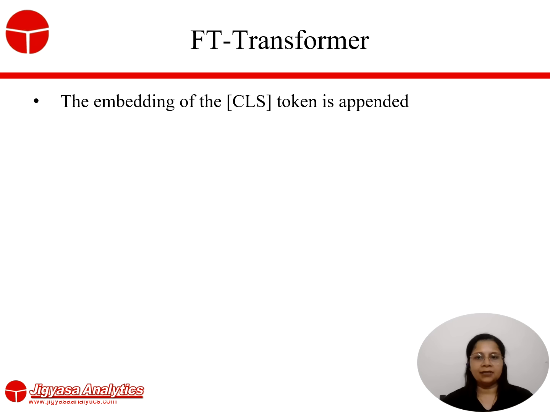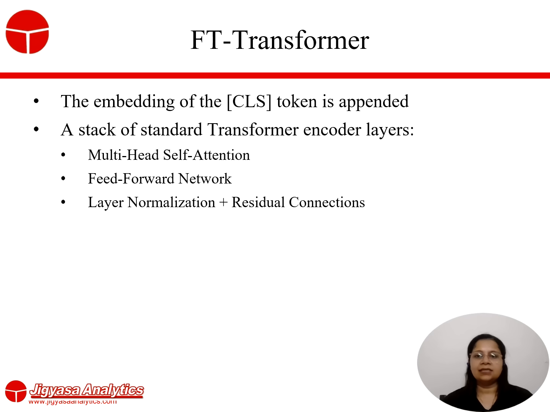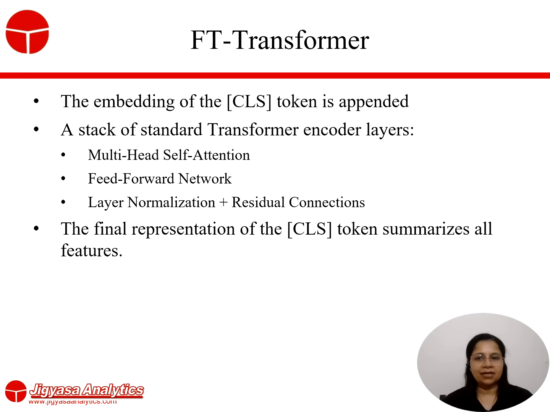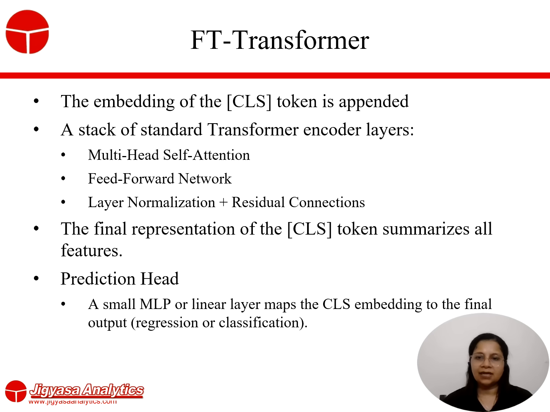Before passing these embeddings through the transformer encoder, we append a special token called the classification token, or CLS token, to summarize the row. Then these embeddings pass through the transformer encoder. Like in Llama 2, it uses multi-head self-attention, feed-forward network, and layer normalization with residual connections. Finally, the CLS embedding contains information from all features, and a small prediction head, either a linear layer or a multilayer perceptron, maps it to the final output.